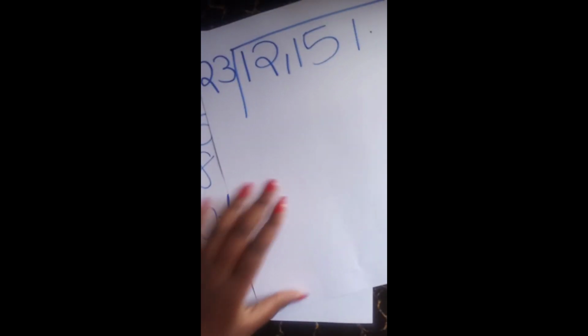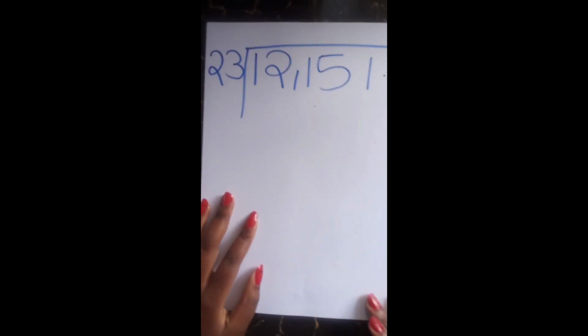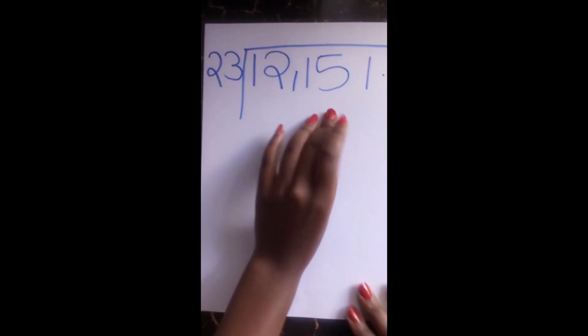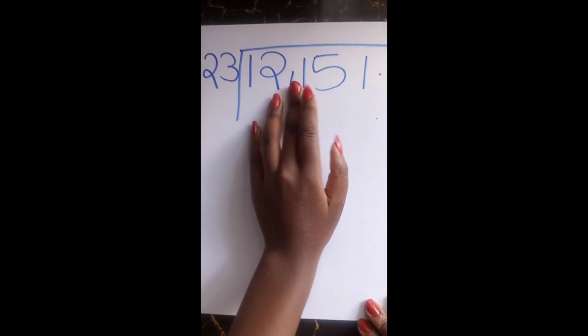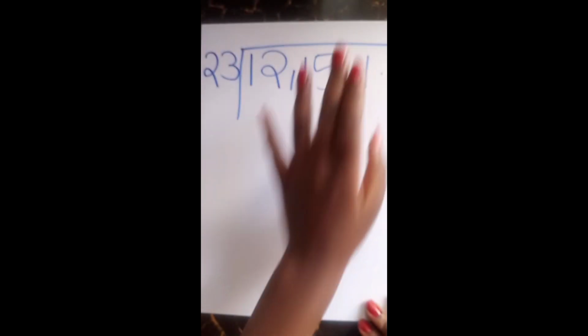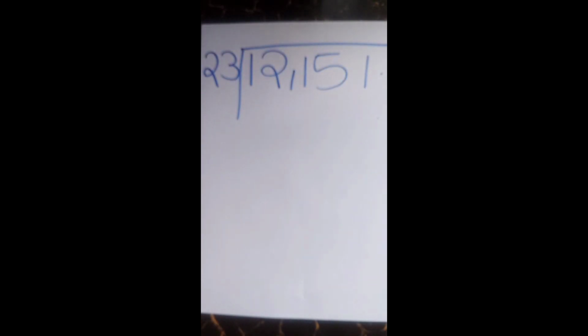So let's now divide this number by 23. Okay, so this is what we call the dividend. This is the divisor. The answer that we'll get is what we'll call the quotient. Are we together? Yes, so we can start by dividing.